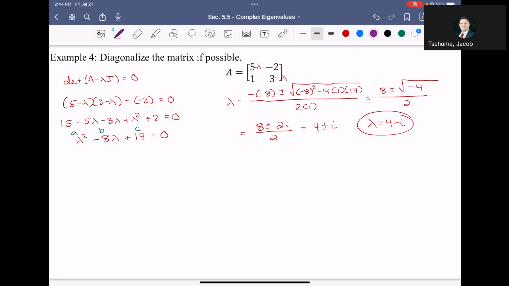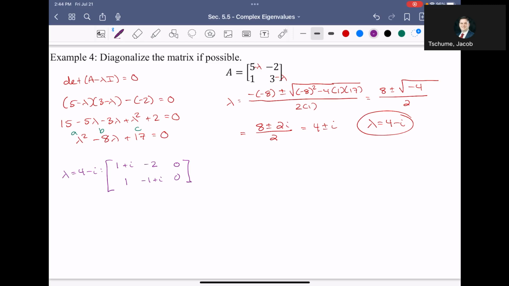Using that particular lambda, you now want to find a basis of its eigenspace. So for lambda equals 4 minus i, let's create our augmented matrix. Plug the 4 minus i into the matrix with the minus lambdas. And so let's see, 5 minus our lambda would be 1 plus i, -2, 1. And then 3 minus our lambda is going to be -1 plus i with a 0 vector on the end.